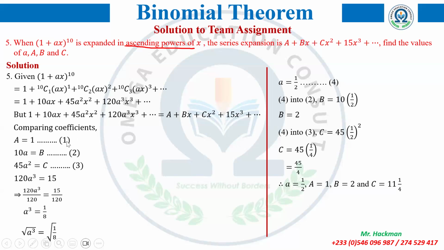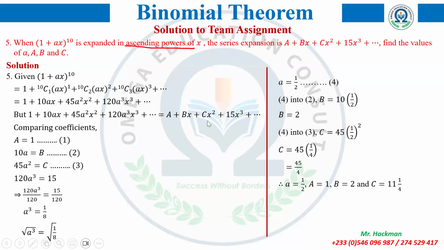Once you get this, I label it as equation 1. How many unknowns do I have to find? 1, 2, 3, 4. So at least I need to generate 4 equations before I can solve them simultaneously to get all 4 unknowns. So a is equal to 1, my first equation. My second equation will come from comparing the coefficients of x. The coefficient of x here is what? 10a. That of the x here is b. So 10a must be equal to b.